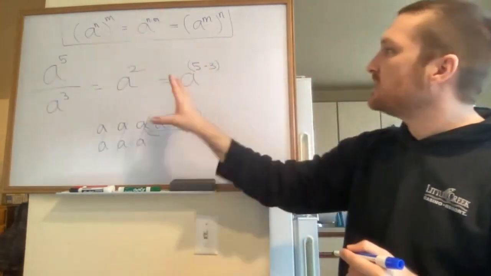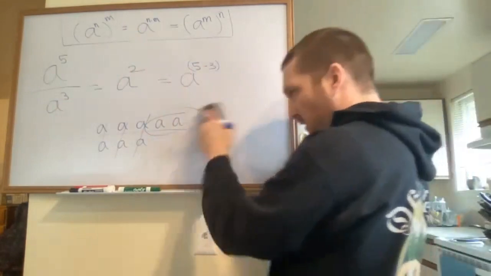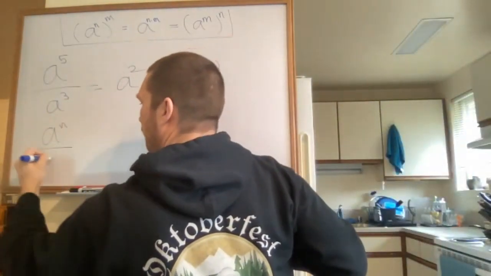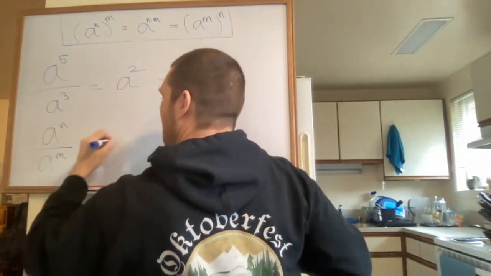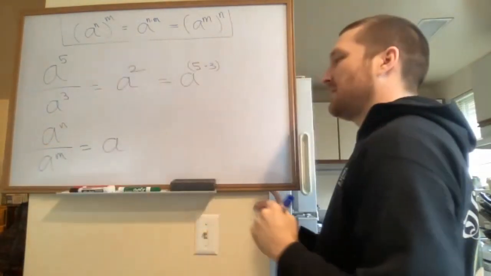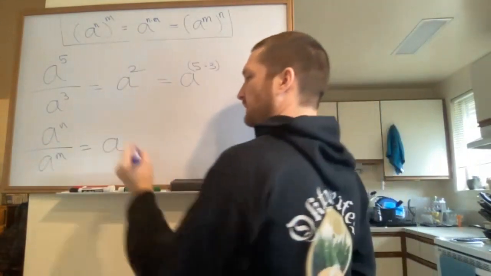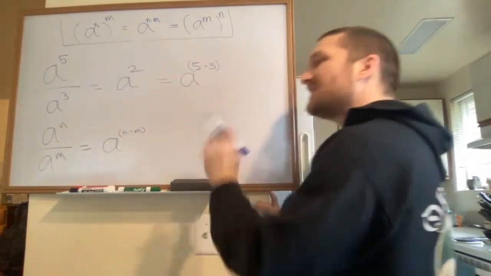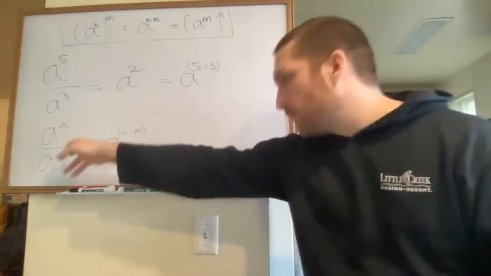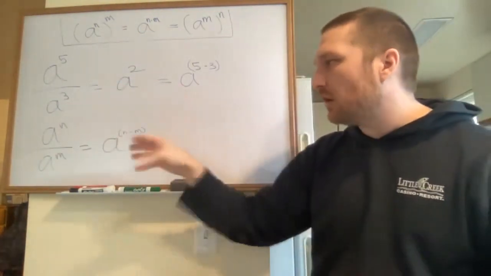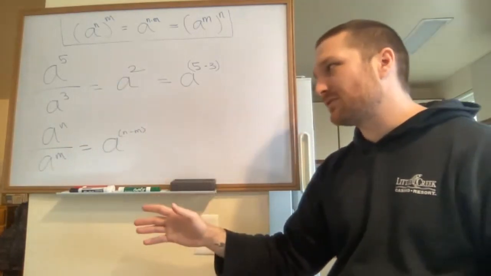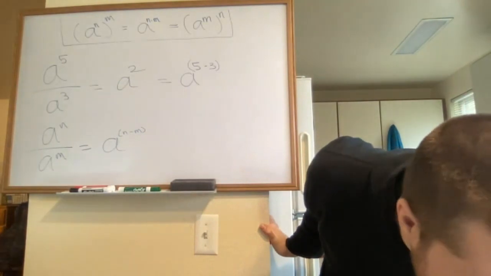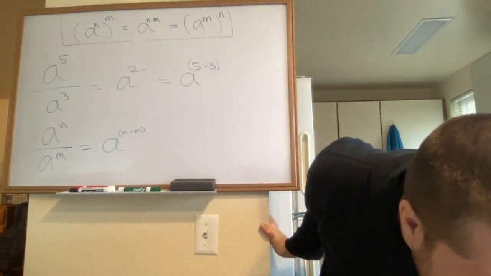That's what that means. So in general, if you have a to the n over a to the m, that's the same as a to the what? N minus m. And since that's true for whole numbers, it has to be true also for rational numbers. So let's say we do this one.